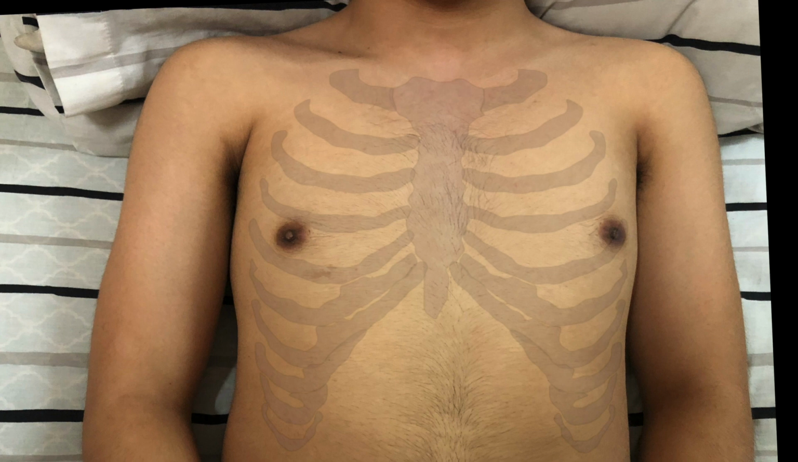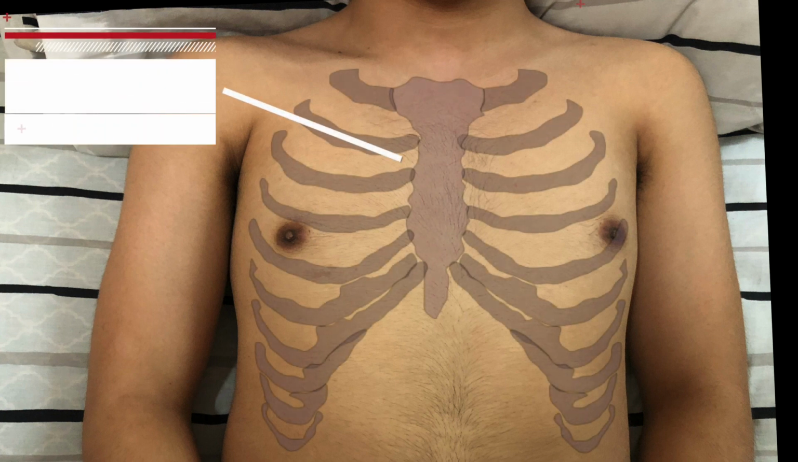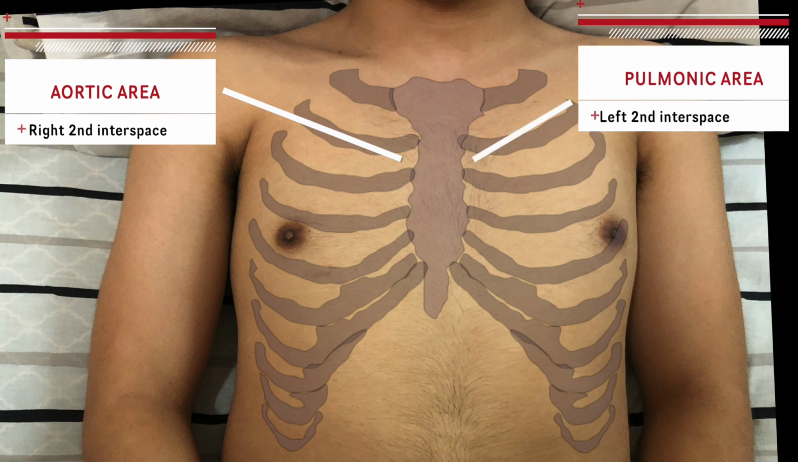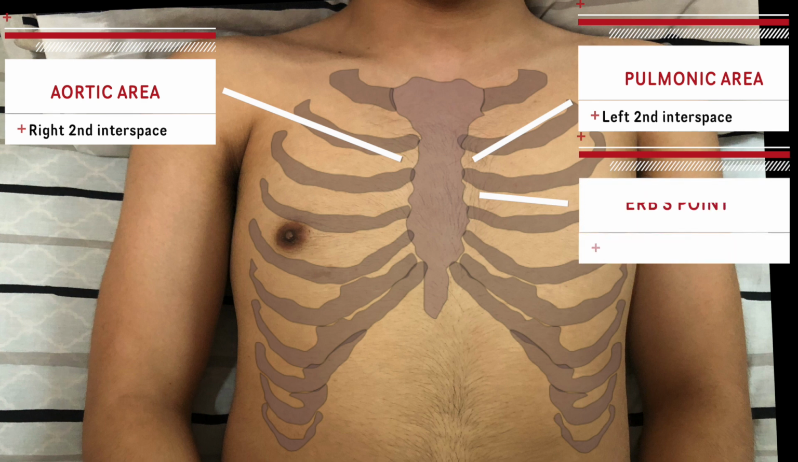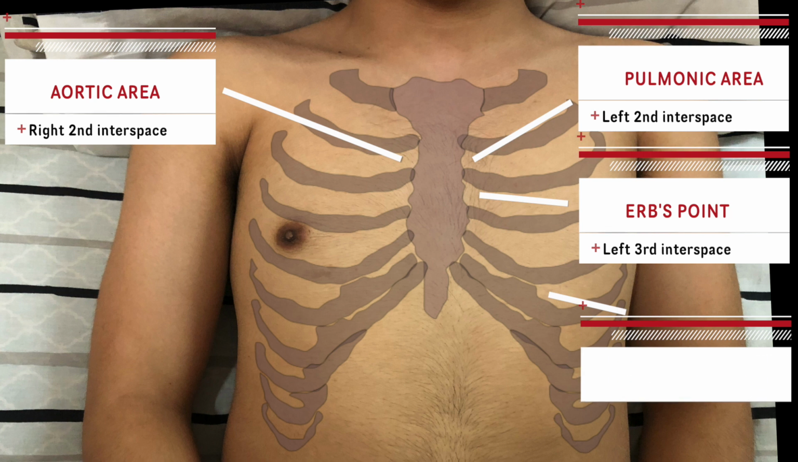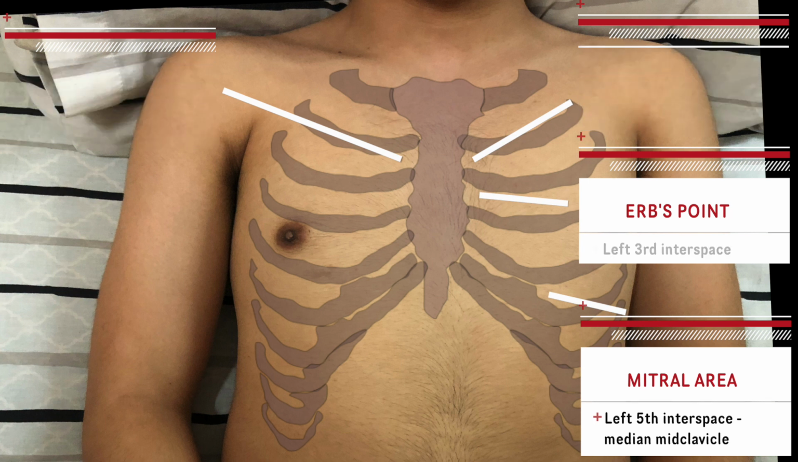You will listen for S1 and S2 in each of the five listening areas. In the aortic area in the right second interspace close to the sternum, the pulmonic area in the left second interspace close to the sternum, the Erb's point in the left third interspace, and the tricuspid area in the left sternal border in the fourth interspace. And lastly, in the mitral area at the left fifth interspace medial to mid-clavicular line.